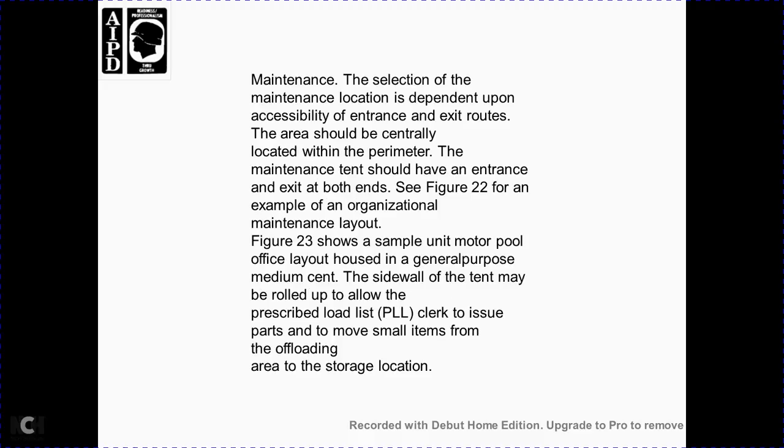Maintenance. The selection of the maintenance area depends upon the accessibility of the entrance and exit routes for the area. It should be centrally located within the perimeter of the maintenance area. It should have an entrance and an exit at both ends. See Figure 22 for an example of the organizational maintenance layout.